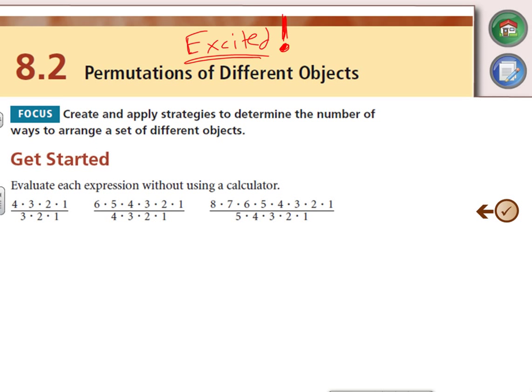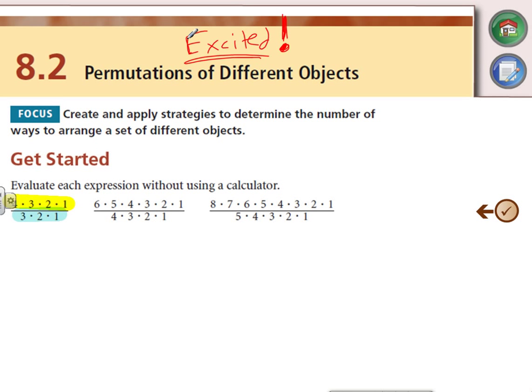Alright, let's look at our getting started. Evaluate without using a calculator. Oh, love this question. Whenever we're dealing with fractions, multiplying, dividing, divide before you multiply. We don't want to go 4 times 3 times 2 times 1 and 3 times 2 times 1 and then divide. No. Let's divide first. This is the Haya method.